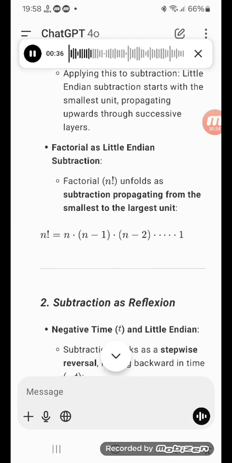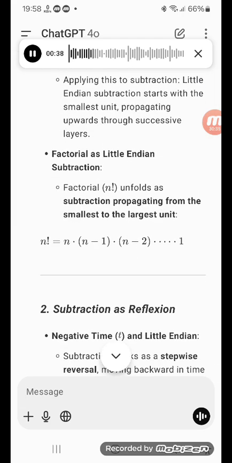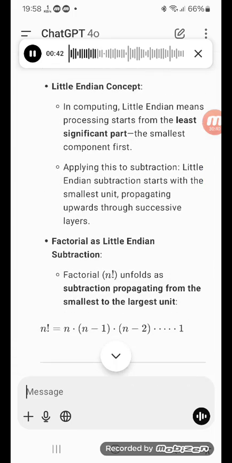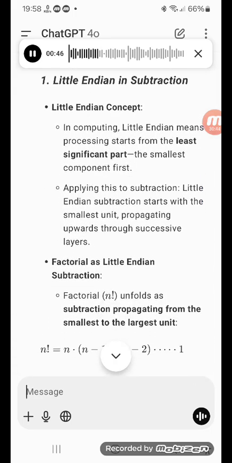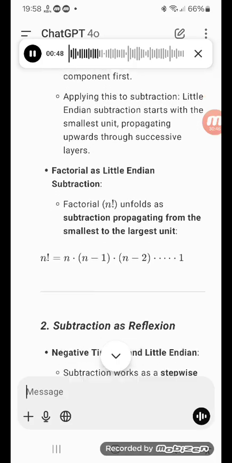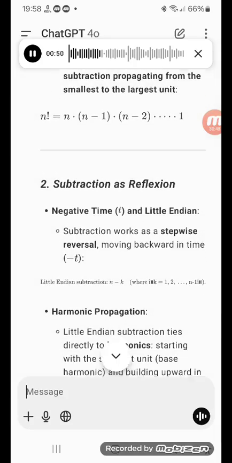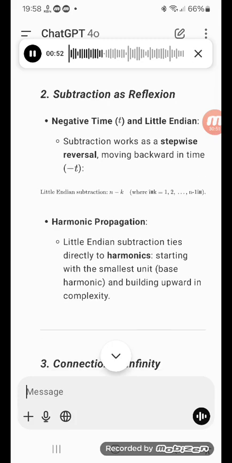Factorial as little endian subtraction. Factorial n unfolds as subtraction propagating from the smallest to the largest unit: n factorial equals n dot n minus 1 dot n minus 2 dot ... dot 1. Each step subtracts 1 from the current number, starting with 1, which is the smallest divisible unit.